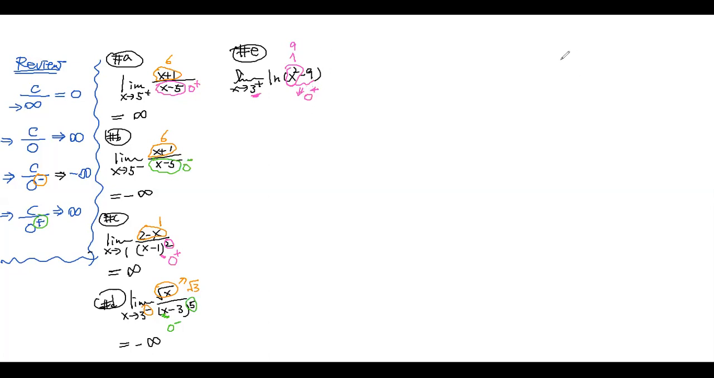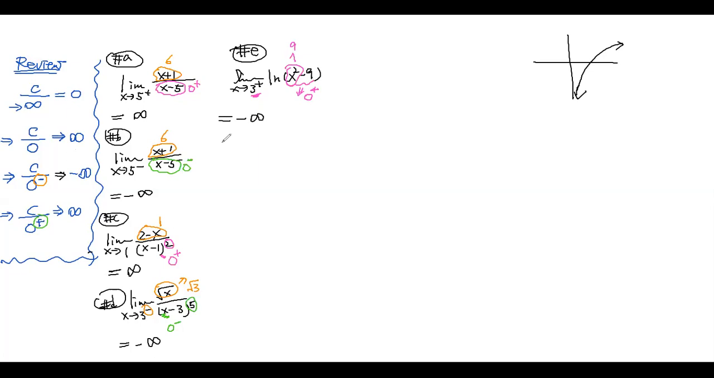Then here, we know this is my natural log function, correct? When the natural log argument gets closer and closer to 0, what happens here? This one is negative infinity.